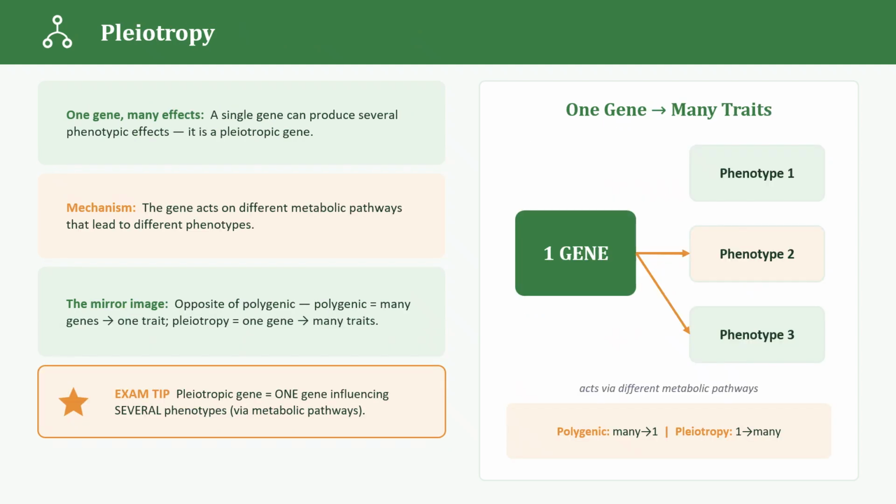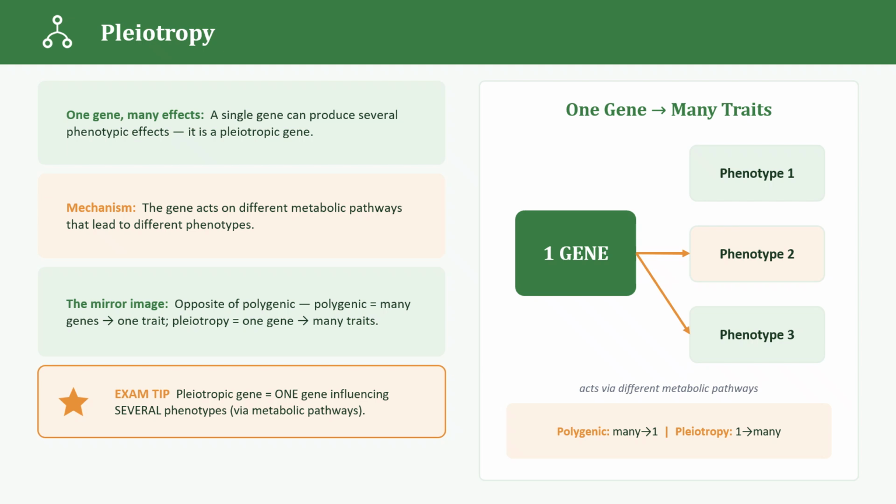Let's see the next one. Next we are going to see pleiotropy. So what is pleiotropy? Pleiotropy is a condition in which one single gene controls or influences more than one phenotypic character. Here one single gene is responsible, so it controls more than one phenotypic character. So we can say one mutation in a single gene can produce multiple effects in the body.